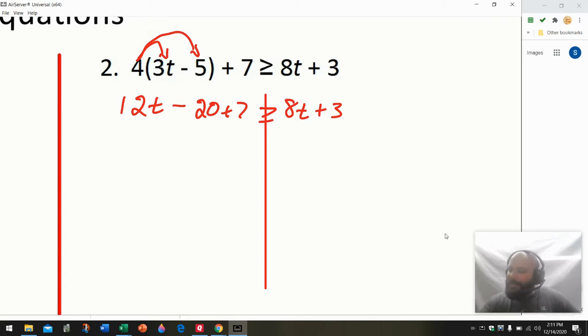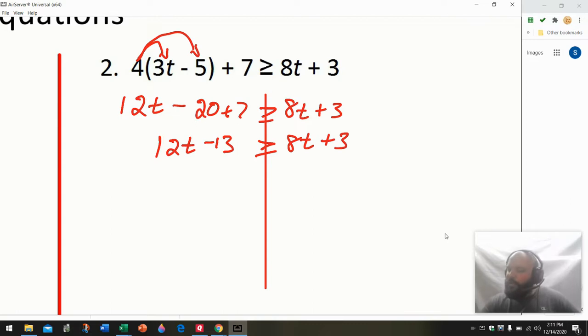Now, the left-hand side over here is still not cleaned up. And the reason why it's not cleaned up is there are two like terms right here that can be combined. Those two numbers need to be combined. Negative 20 plus 7 is negative 13. So I'm going to write 12t minus 13 is greater than or equal to 8t plus 3.